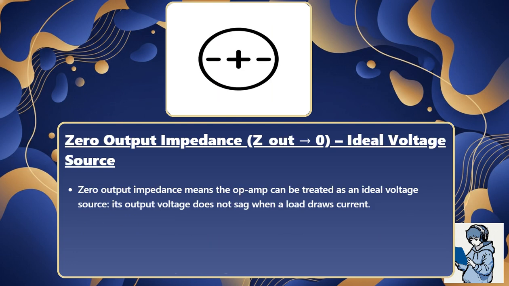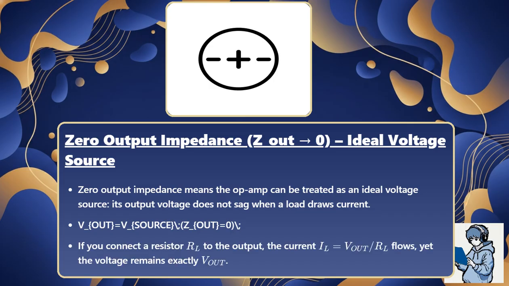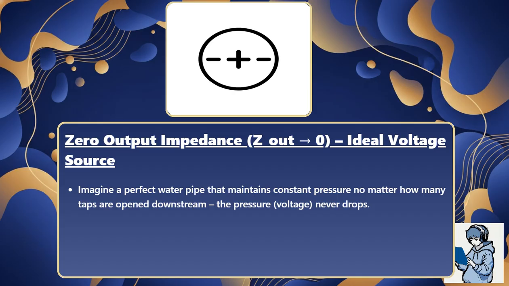Zero output impedance means the op-amp can be treated as an ideal voltage source. Its output voltage does not sag when a load draws current. V_out = V_source, Z_out = 0. If you connect a resistor R_L to the output, the current I_L = V_out divided by R_L flows, yet the voltage remains exactly V_out. Imagine a perfect water pipe that maintains constant pressure no matter how many taps are opened downstream. The pressure, or voltage, never drops.